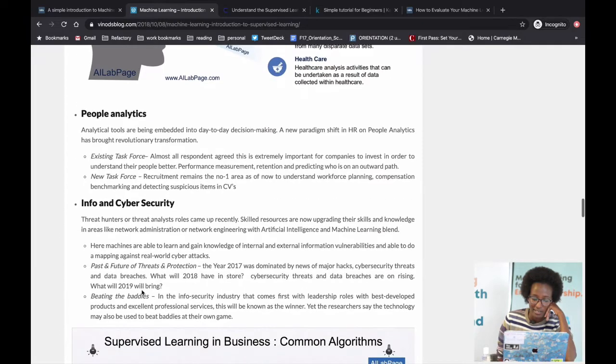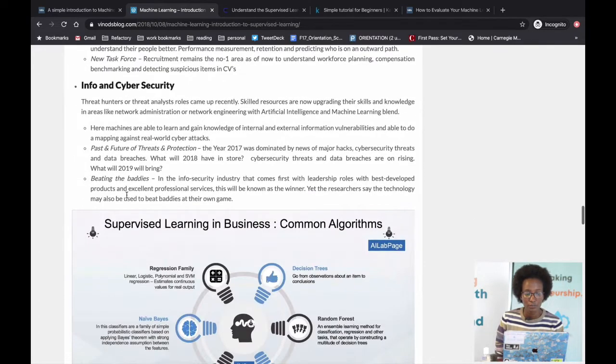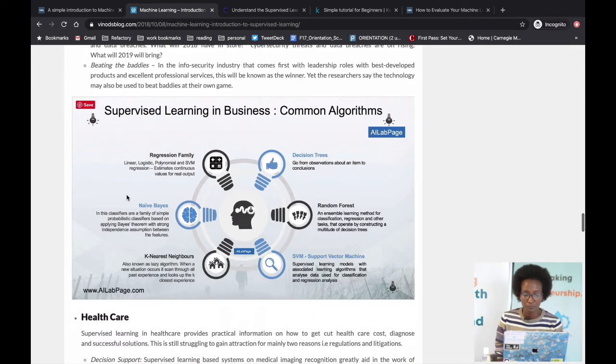Okay, so I don't think I'll go deep into this. They're just trying to reinforce the different use cases where you can use machine learning. So this is people analytics, information and cybersecurity. You can see this says supervised learning in business, the common algorithms.